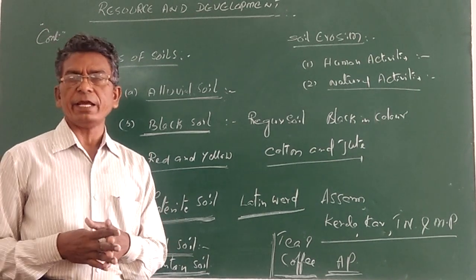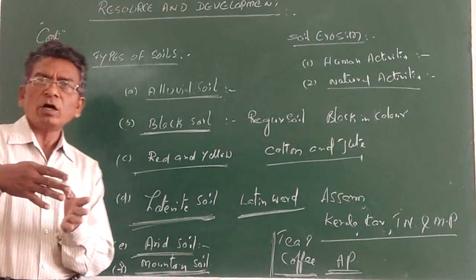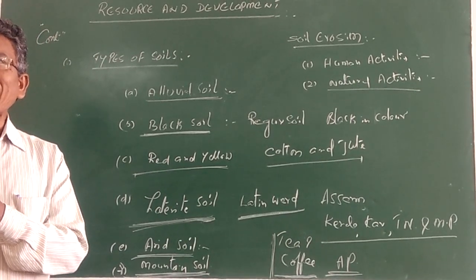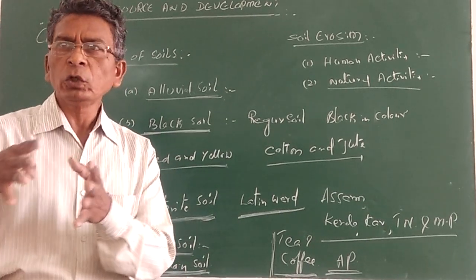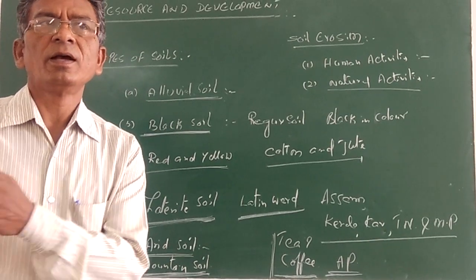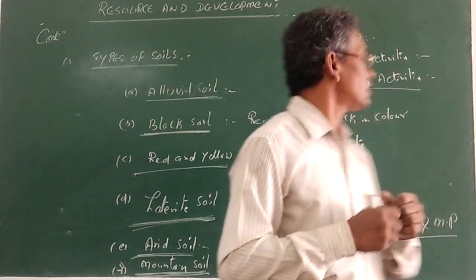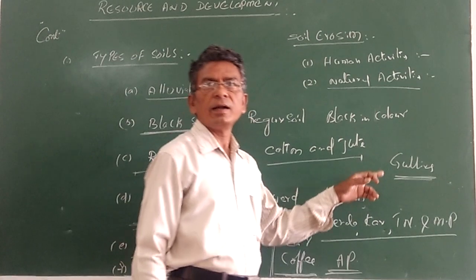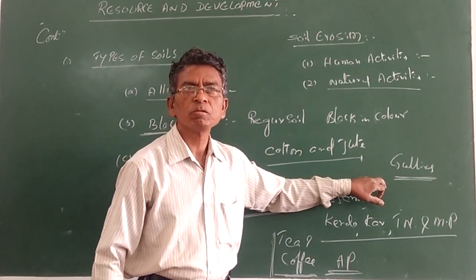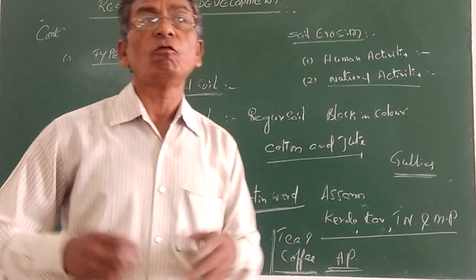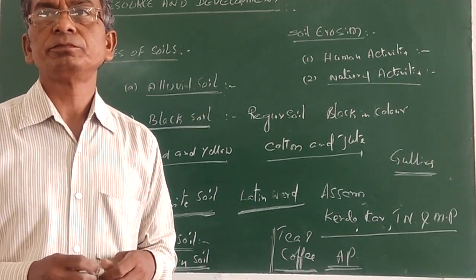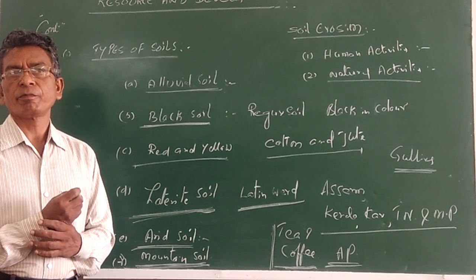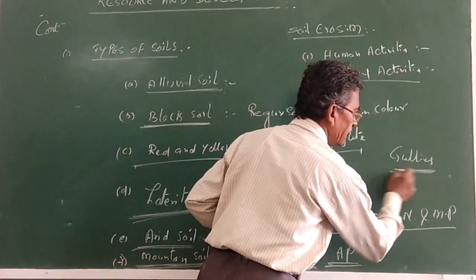For example, take river valleys. Running water flows very fast and cuts the soil into deep channels. Such channels we call gullies. Gullies means that portion of land which is not at all suitable for cultivation. This is not at all useful for agriculture. Such a portion of land we call gullies.